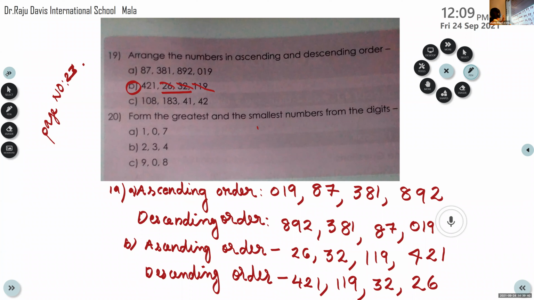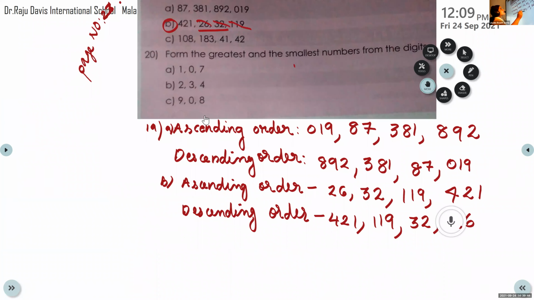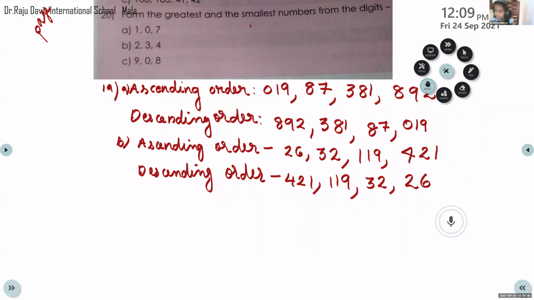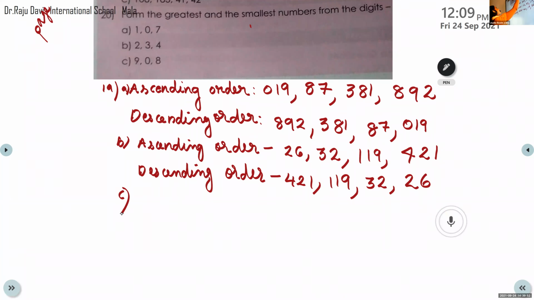Now, question C. Alna. Where is our Alna? No. Let Ivan say the answer. Wait, Alna. I'll give you the next question. Ivan. Yes, ma'am. Ascending order. That means you have to find the smallest one.